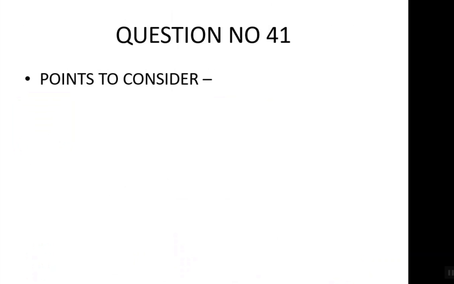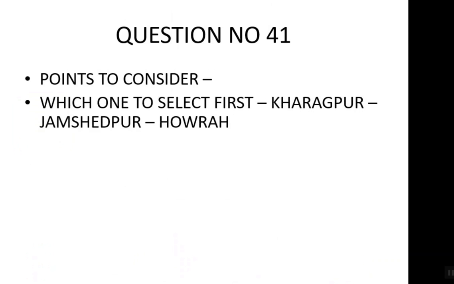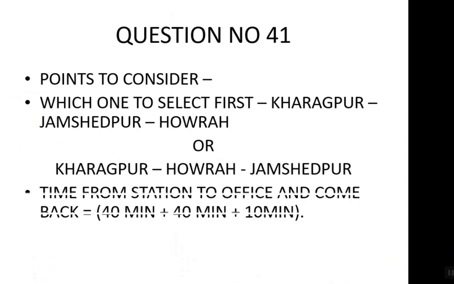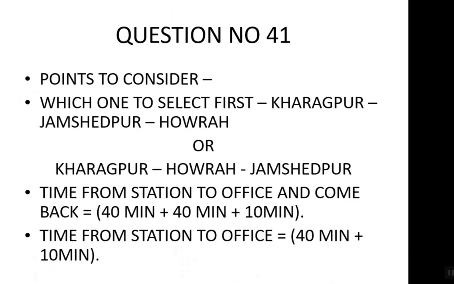The point that we need to consider is, which one to select first? Should he go from Kharagpur to Jamshedpur, then go to Howrah? Or should he take Kharagpur to Howrah and then go to Jamshedpur? Also, we have to consider the time from station to office and coming back, which is a standard, just like the past two questions. It will take 90 minutes, and also the time to drop the parcel at the second location, which will take 50 minutes, just like the previous question.